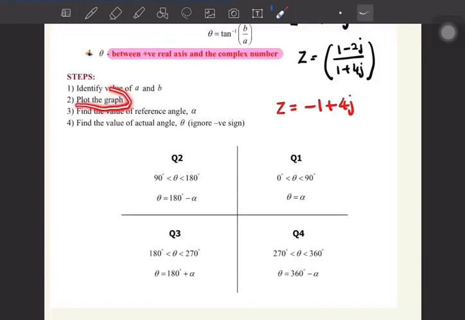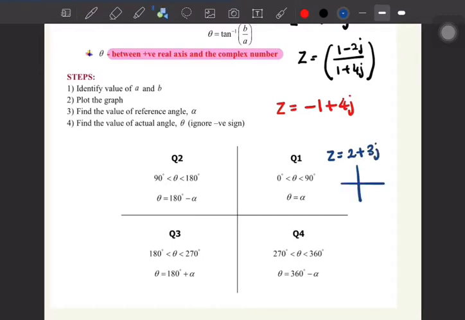Next, plot the graph. Let's say I have z equals 2 plus 3j. If I plot this on the Argand diagram, I will have that complex number in the first quadrant, because I have a positive real part and a positive imaginary part. You just have to plot it, not exactly to scale, just so you know which quadrant your complex number is in.